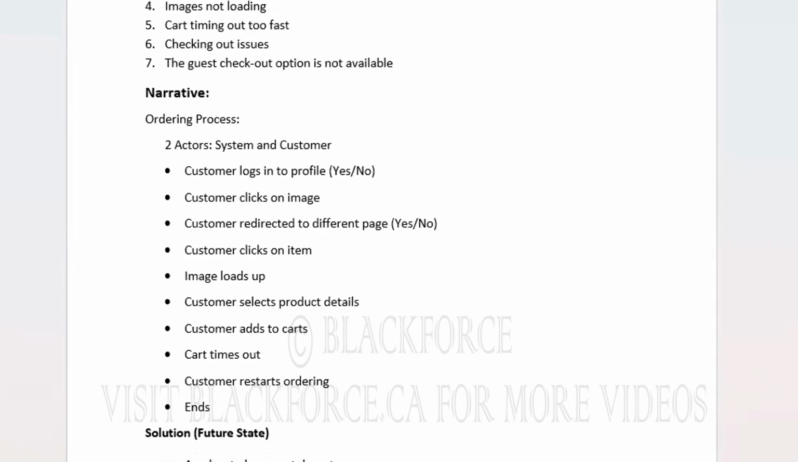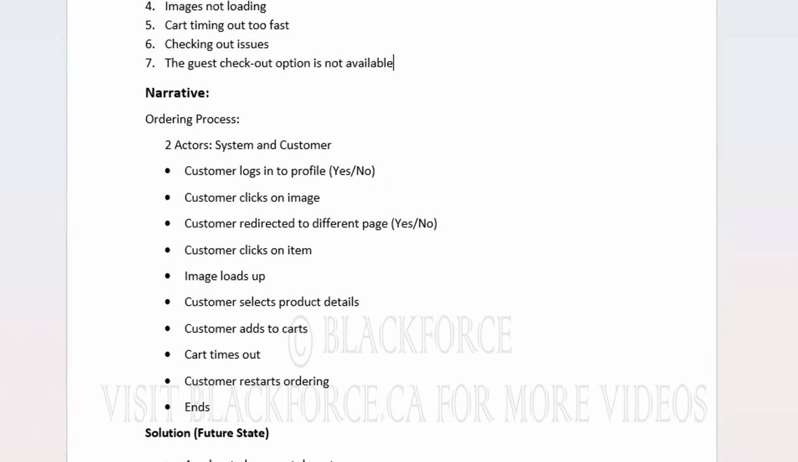Hi, everyone. My name is Abiola, and I'll be talking on the process mapping for our company Runway. But before doing that, I will talk slightly on the narrative process. So based on our previous pain points, we do have some steps here under our narrative part. The first one says customer logs into, well, we do have 2 actors. That's the system and the customer. So customer logs into profile. Yes, if it's successful. No, if it's unsuccessful.